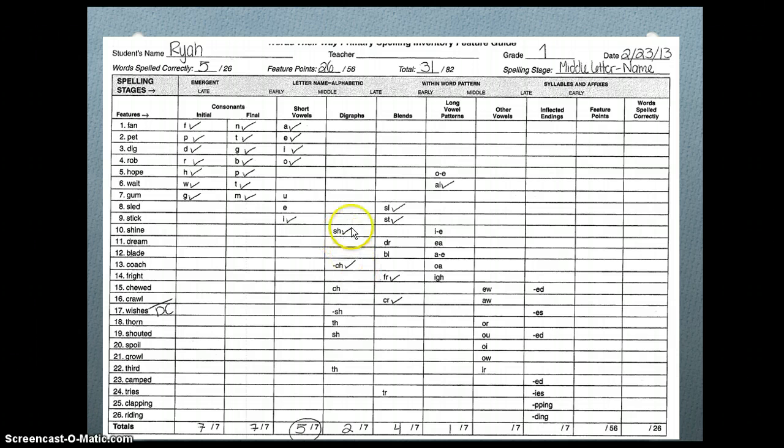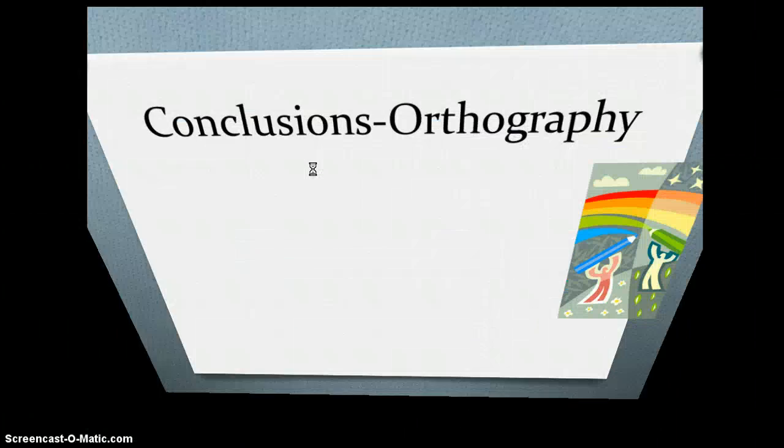Also from there we would move on to digraphs, and then she missed a few blends as well, so we would want to go back and reteach some short vowels, make sure she gets digraphs and blends before moving into those long vowel patterns.